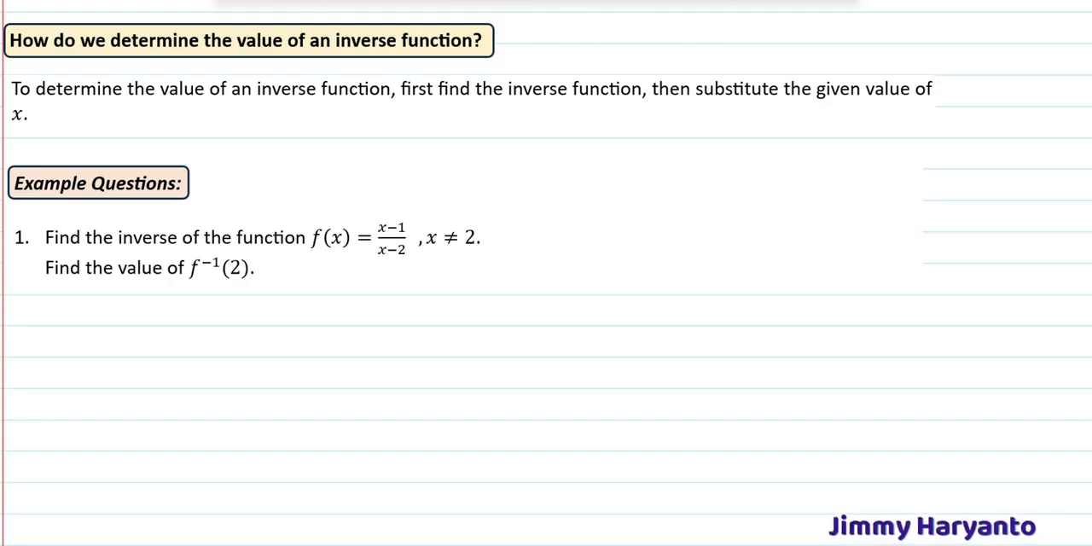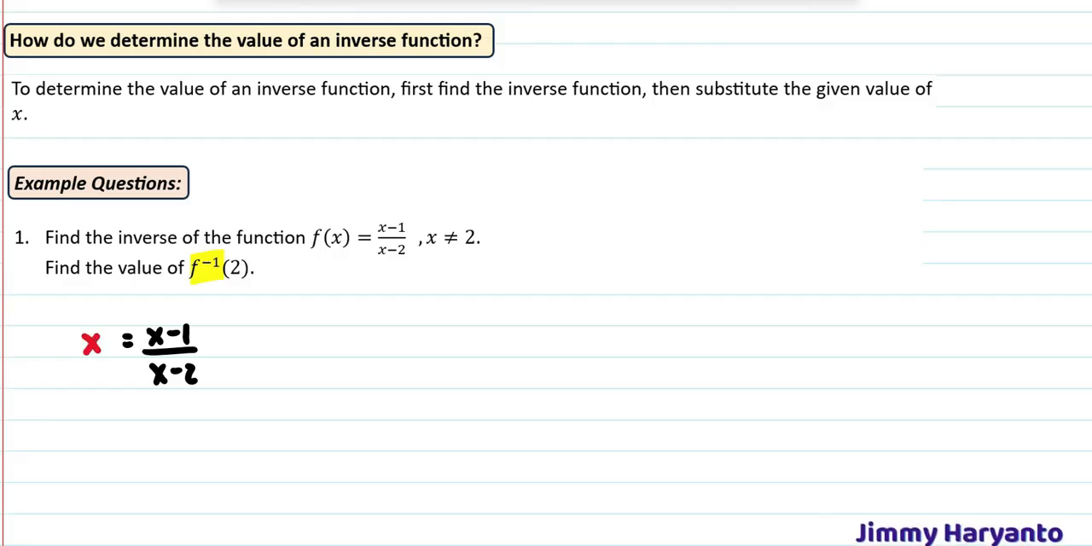So let's take a look at example question 1. We have f(x) equals to x minus 1 over x minus 2, and then we want to find f inverse of 2. You already see the f inverse, right? That means you have to find the inverse of the function first. So f(x) equals to x minus 1 over x minus 2. Let's use algebra methods to find the inverse.